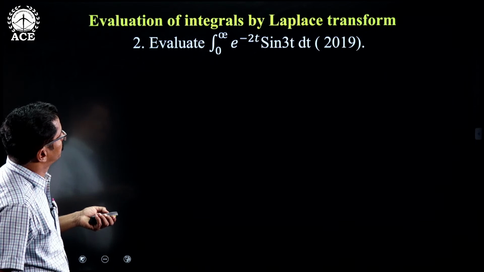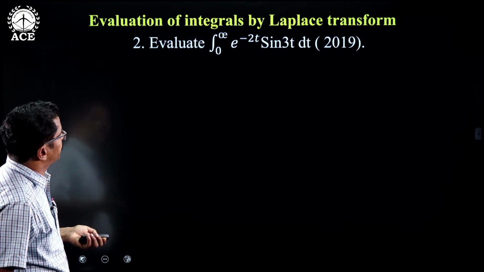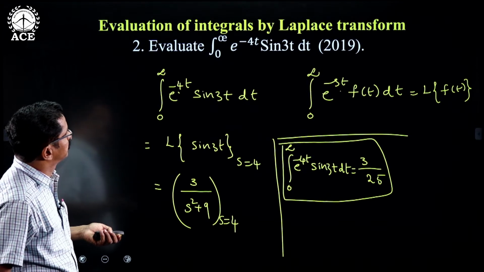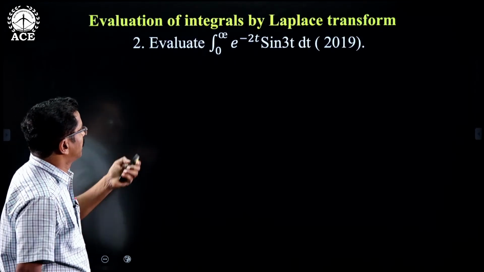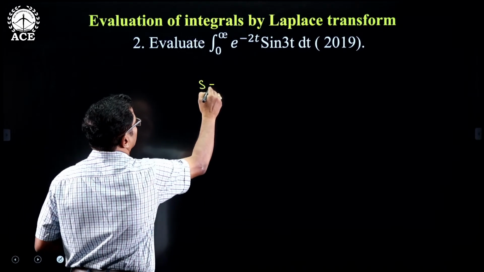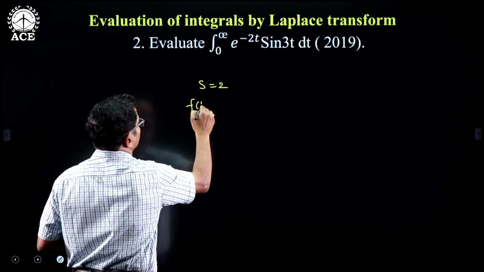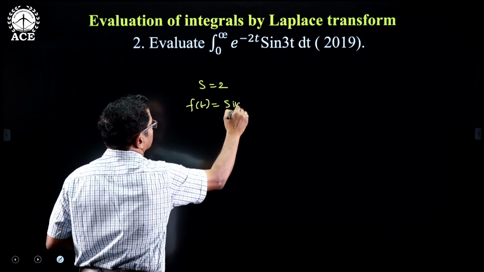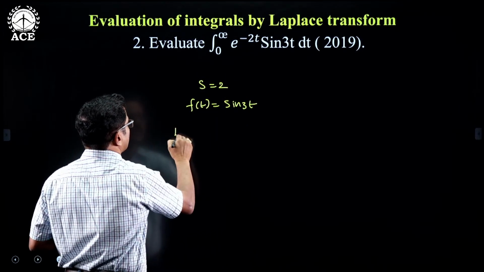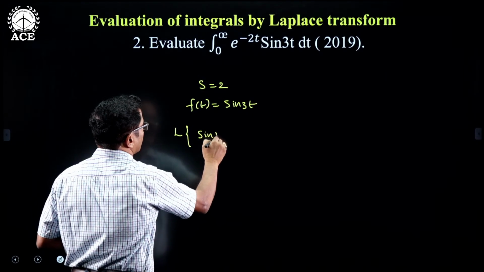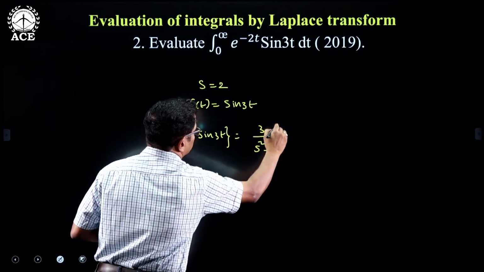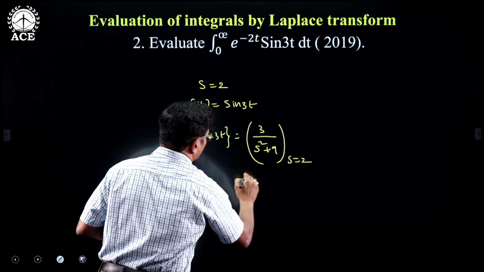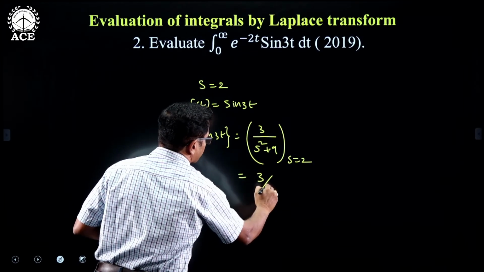Next, e power minus 2t sin 3t. In a similar way we can evaluate even this. In the place of s we have 2, and in the place of f of t we have sin 3t. So the Laplace transform of sin 3t, as we said, is 3 by s square plus 3 square, that is 9, and substituting s by 2 gives 3 by 2 square is 4, that is 13, so 3 by 13.